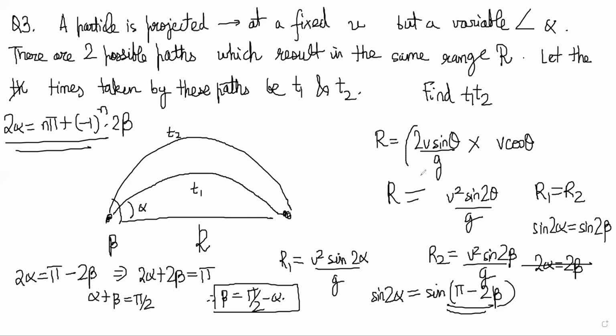So time of flight was actually this expression. First time of flight is 2v sine alpha by g, and second time of flight is 2v sine beta by g.